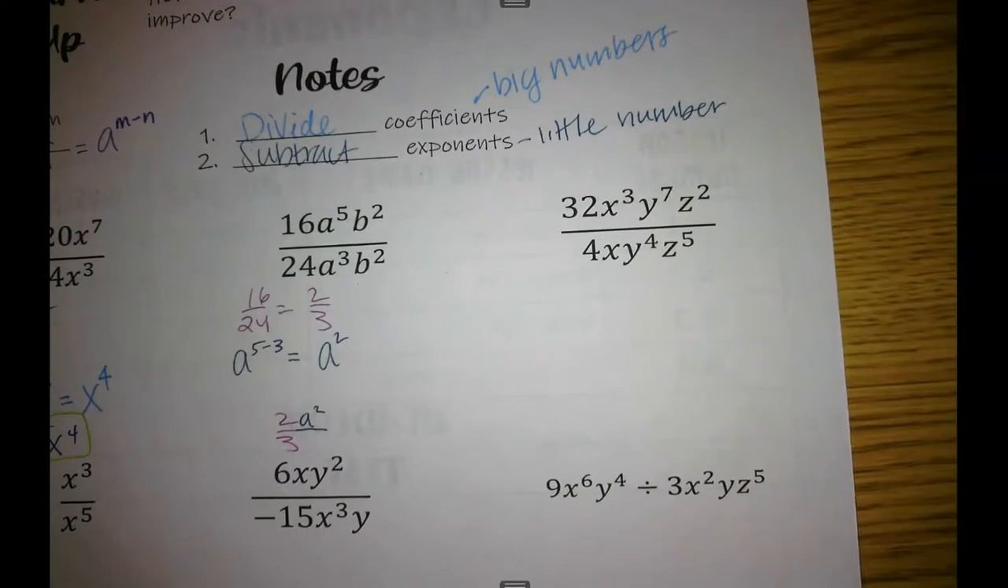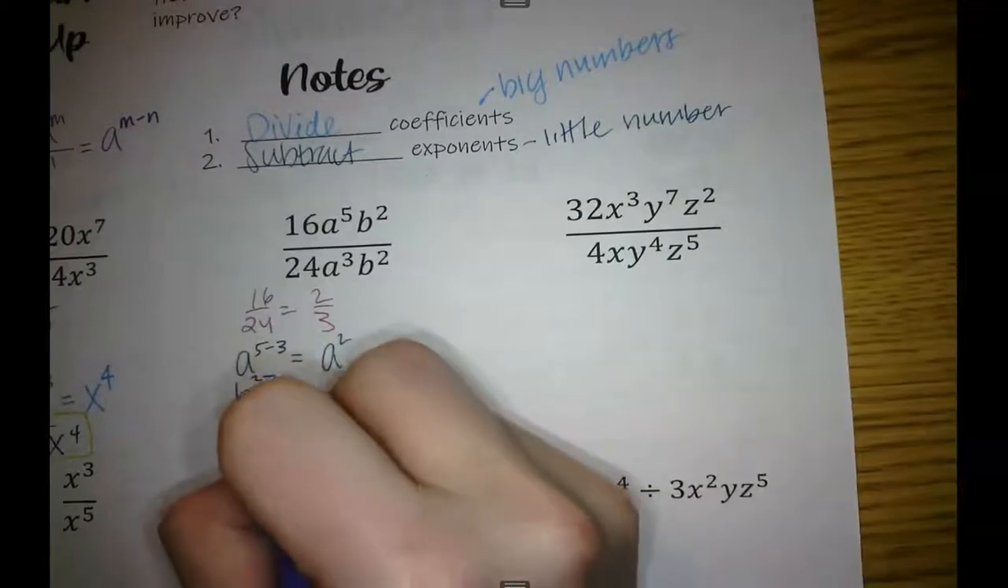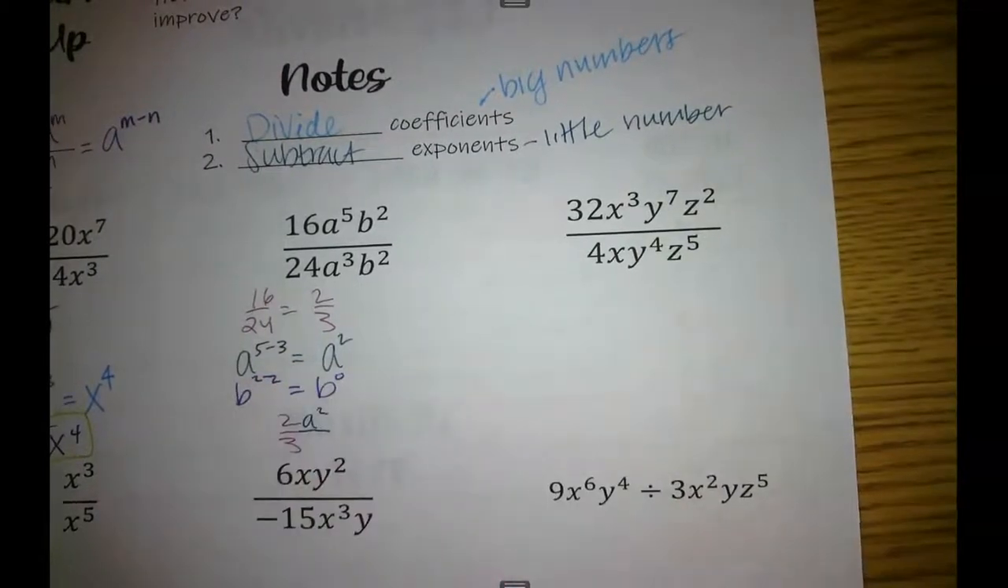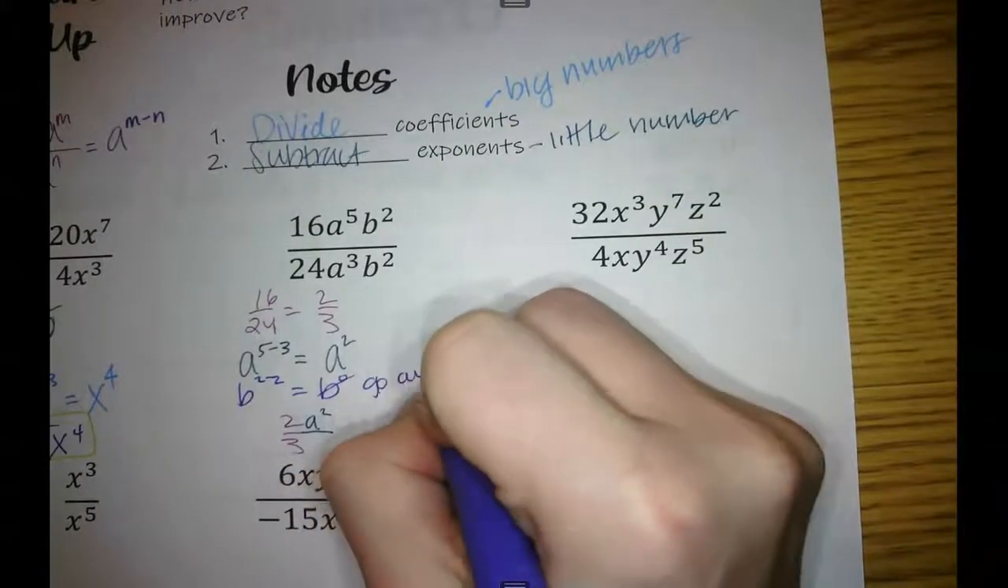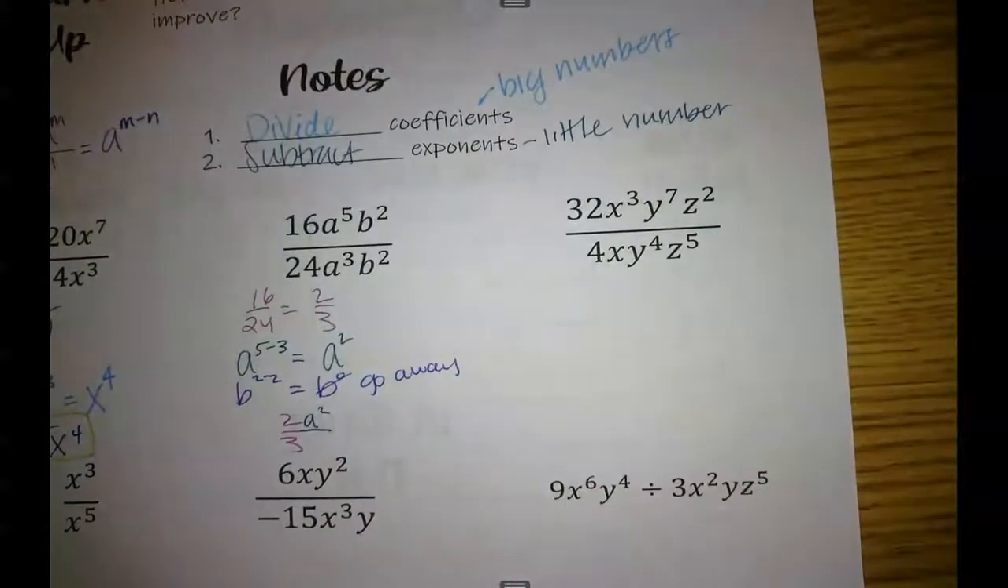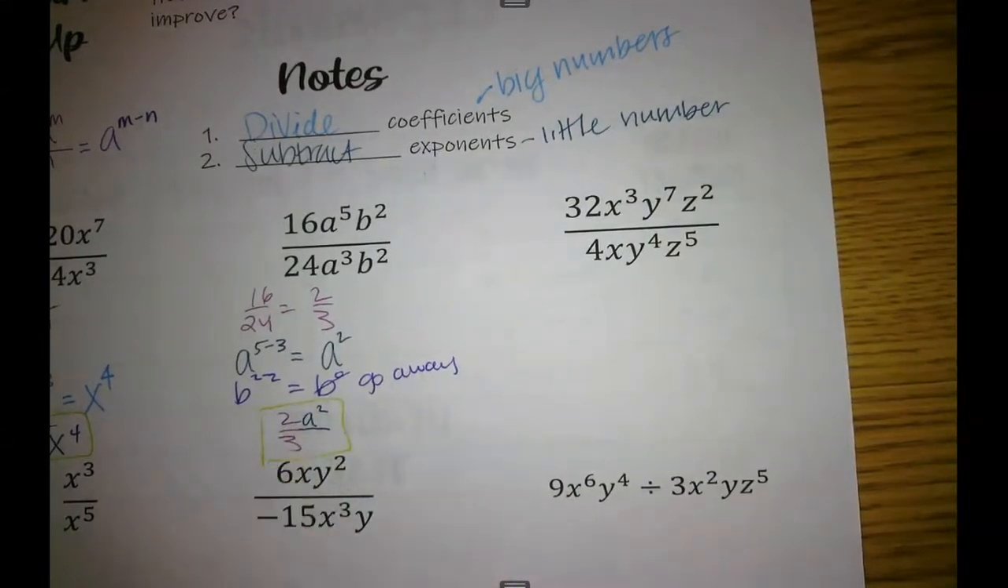And then I have to do it again for my b's. So I've got b, 2 minus 2, b to the 0. Then our b's just go away. Whenever we're subtracting and we get a 0, then they just go away. So my answer is 2a squared over 3.